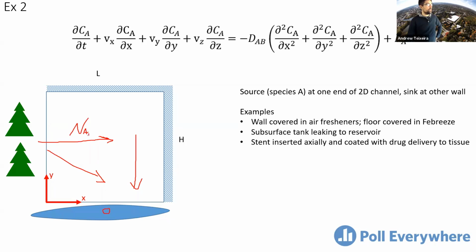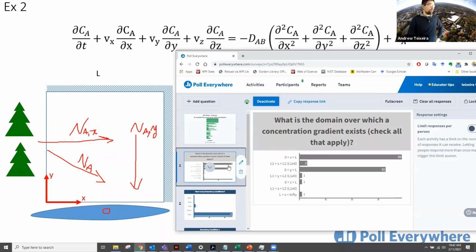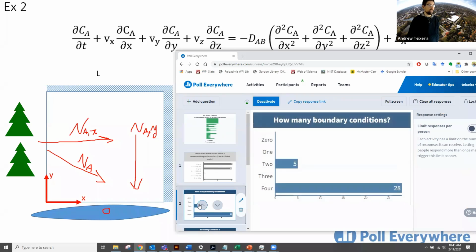This would be N_A in the X direction. This is N_A in the Y direction. And this is the net direction of your flux. So your flux has an X component and a Y component to it. That means there are gradients in each direction, which means both of these are correct. You need the X and Y components from 0 to L. Anyone have any questions so far? All right, we'll keep moving.